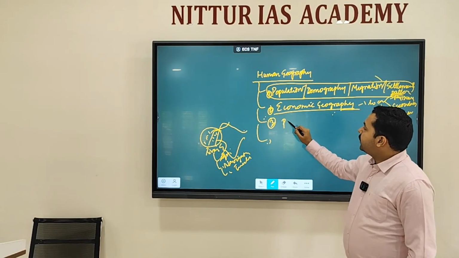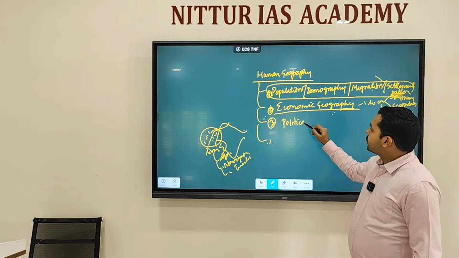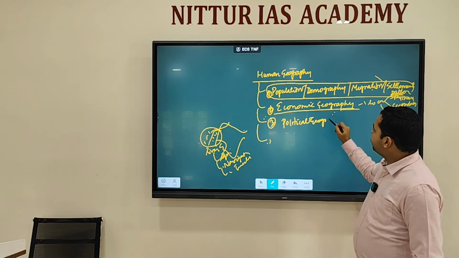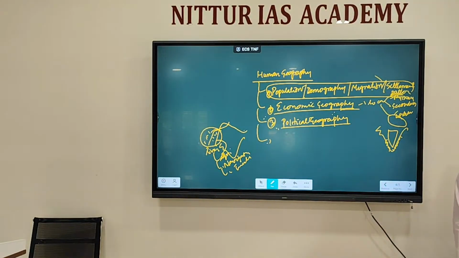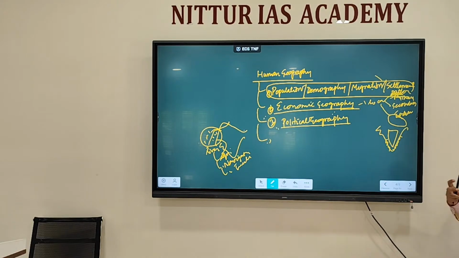The third thing that you find is political geography also. Sometimes you study this type of thing, called political geography. What does political geography mean? Countries fighting for resources. So political geography means any political region which is a bone of contention.